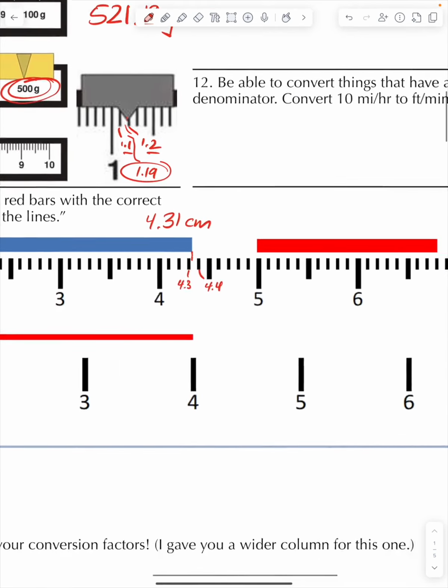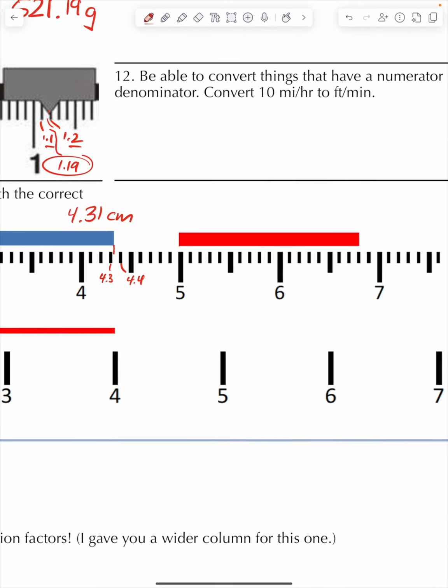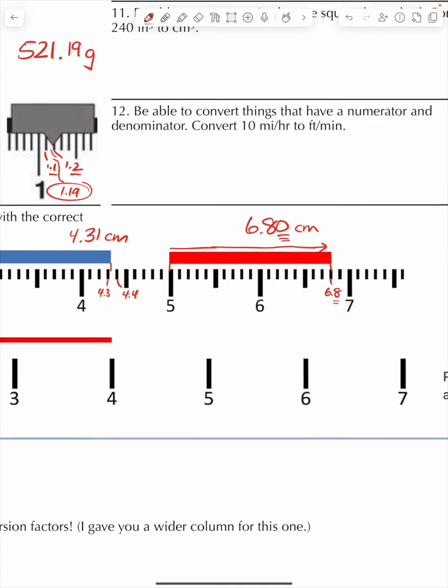Now this red one, pay attention, we're not starting at 0, we're starting at 5. And so this mark right there looks like it's the 6.8 mark, right? So be careful, it's not 6.8 long, it goes from 5 to 6.8. Now, be careful, we say 6.8, but do I stop at 6.8 and say centimeters? Nope, because it's marked to the tenths place, so we go one more digit. So to me, it looks like it's right on it. So I'm gonna go ahead and say 6.80 centimeters. Okay, again, one more digit than the smallest markings on your device.